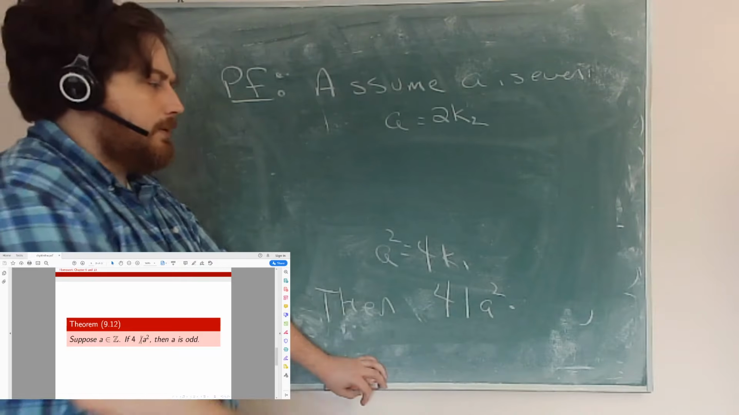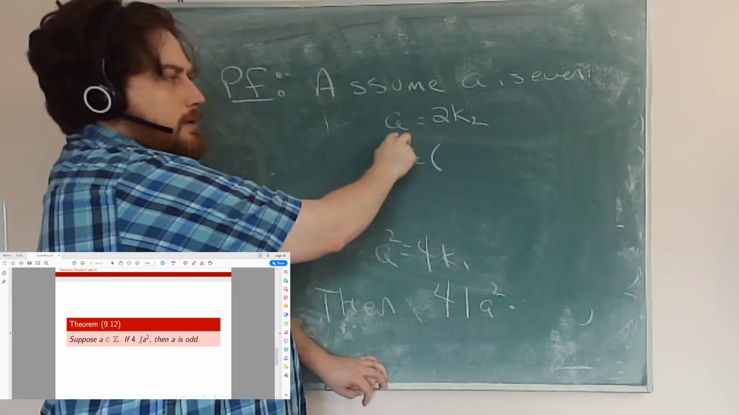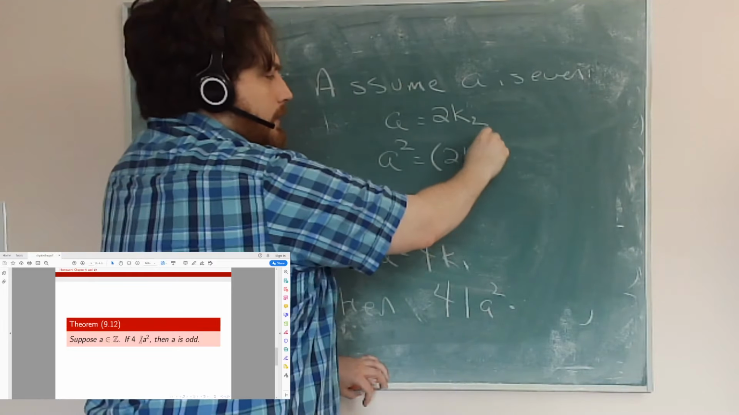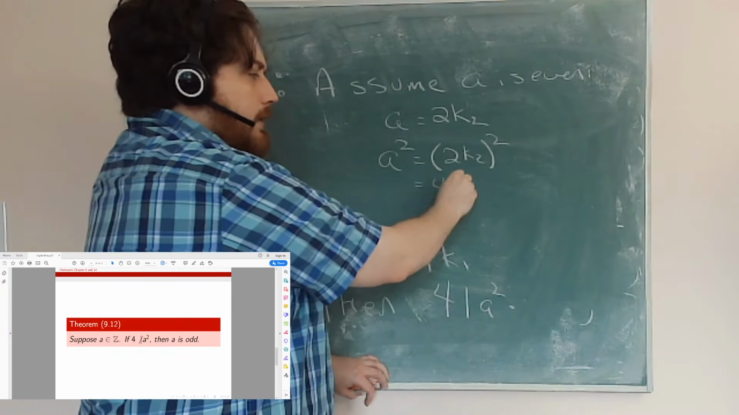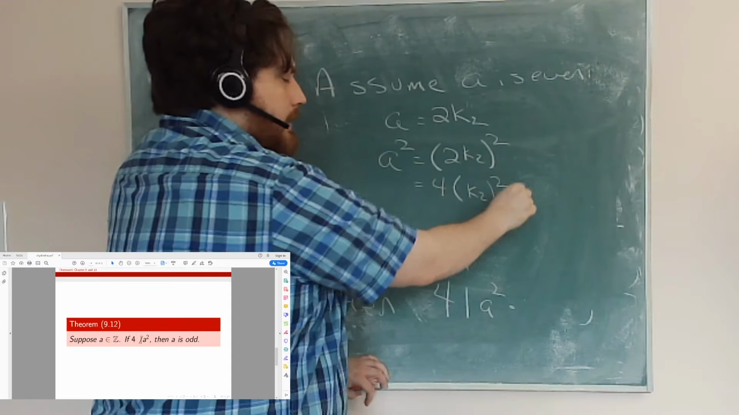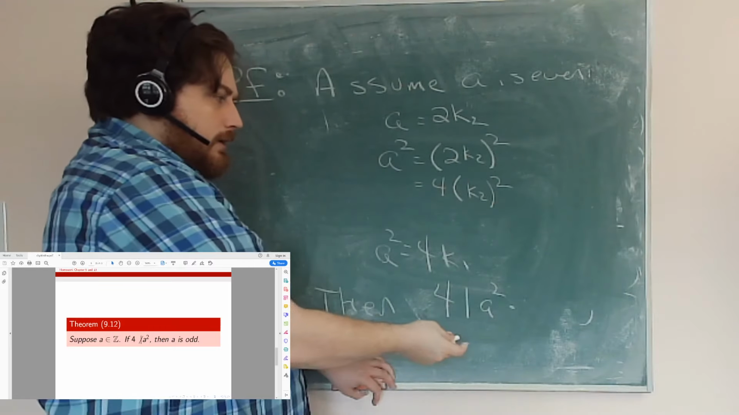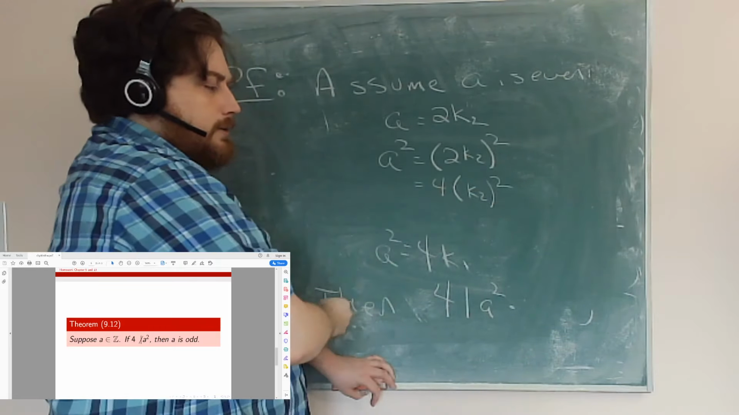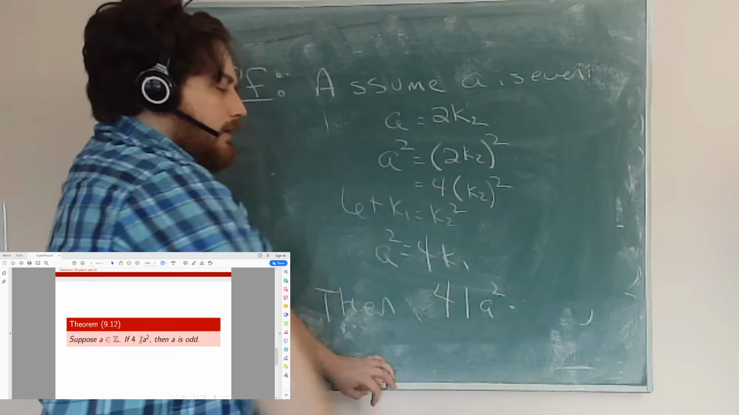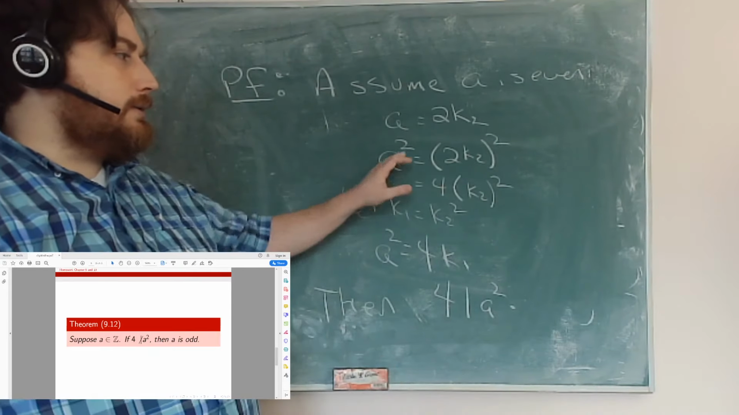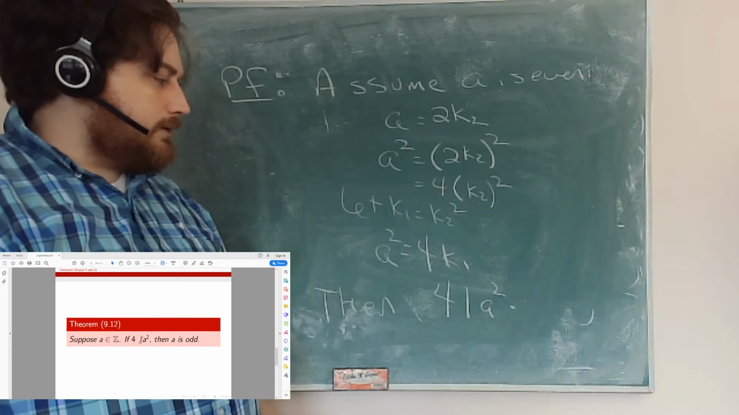Now I just need to fill in the middle part. Notice a is 2k2, so a squared is 2 times k2, squared. So I get 4 times k2 squared by actually squaring it out. 2 squared is 4, k squared is k squared. But notice that k2 squared is just an integer. So I'm going to let k1 equal k2 squared. And so what I have shown is that a squared is 4 times k1 for some integer k1.